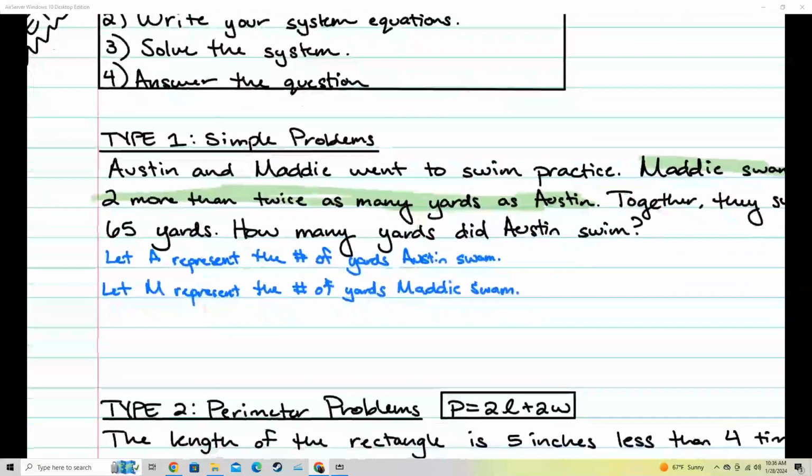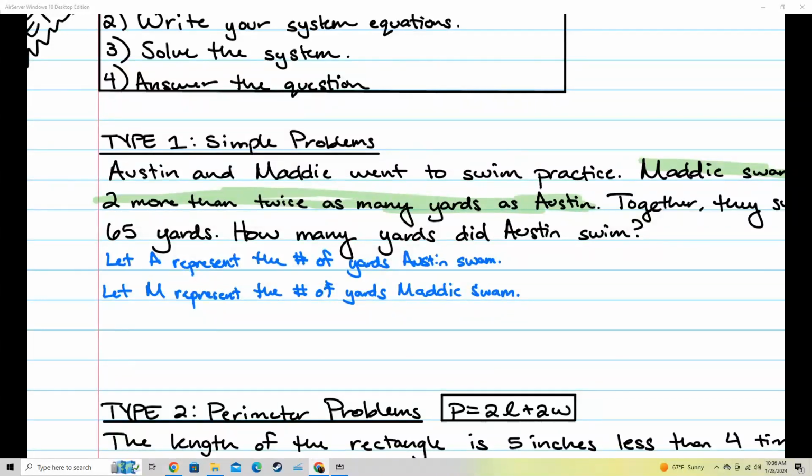So that's saying Maddie equals. So I'm going to go ahead and write M equals. That's telling me that Maddie swam, right? How much did she swim? Well, she swam two more than twice as many yards as Austin.